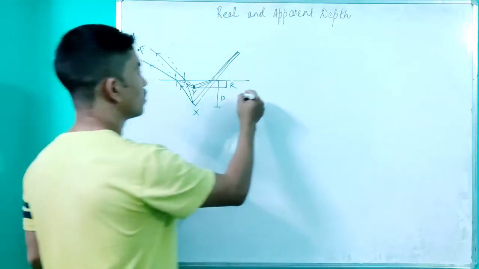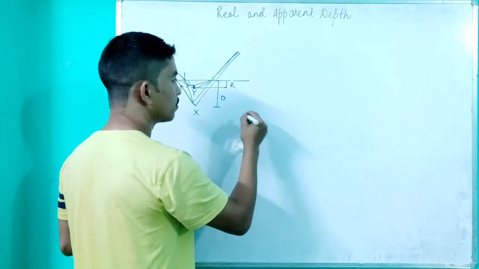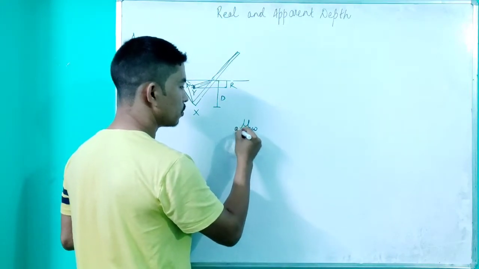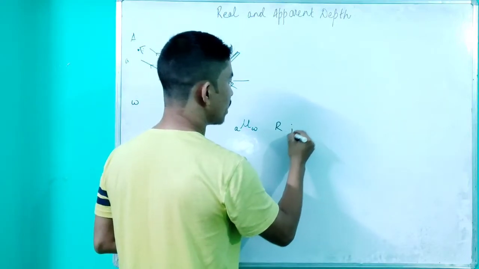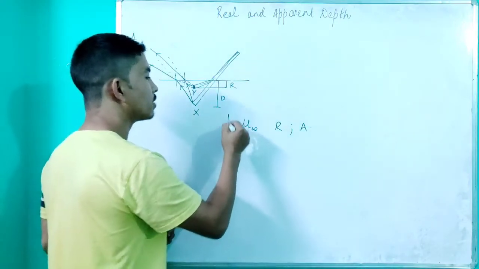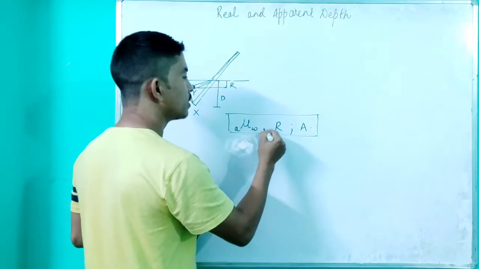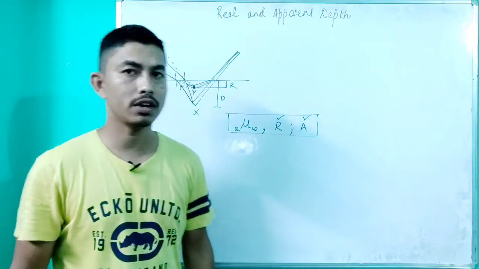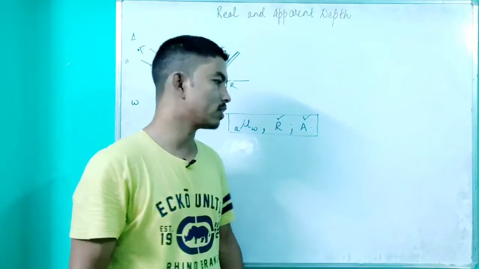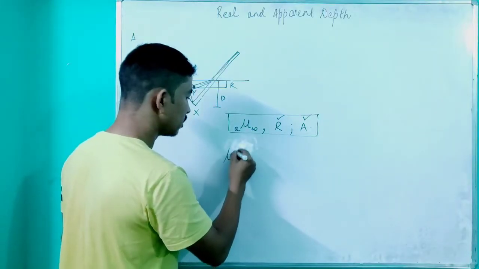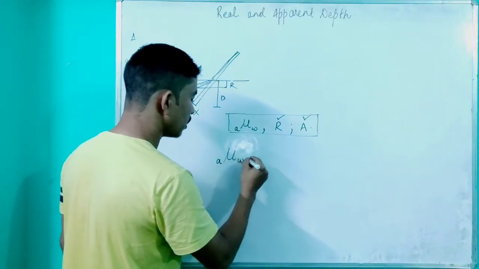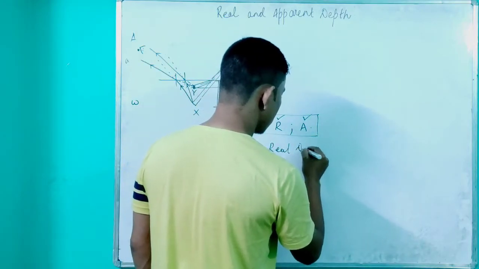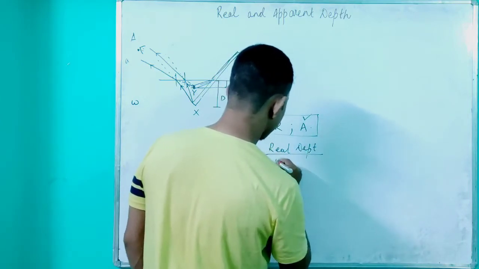Now consider the refractive index of water with respect to air, and let r be the real depth and a be the apparent depth. There exists a relationship between the refractive index, the real depth and the apparent depth. The derivation is not included in the syllabus and you can directly remember it as a formula. So I can write that the refractive index of water with respect to air is equal to the real depth divided by the apparent depth.